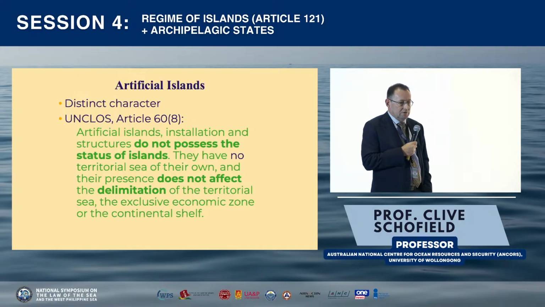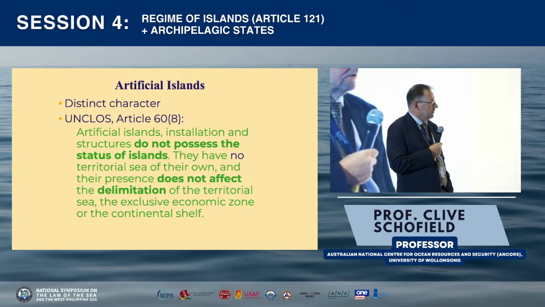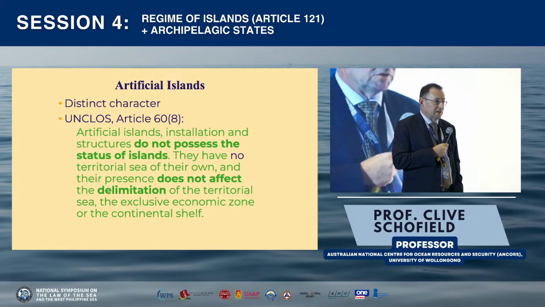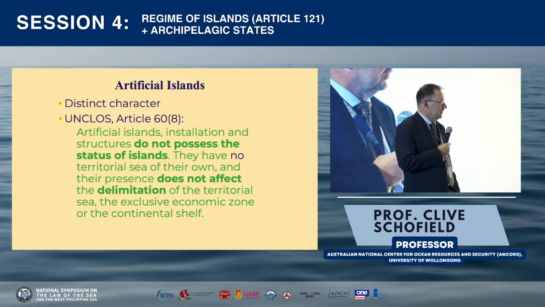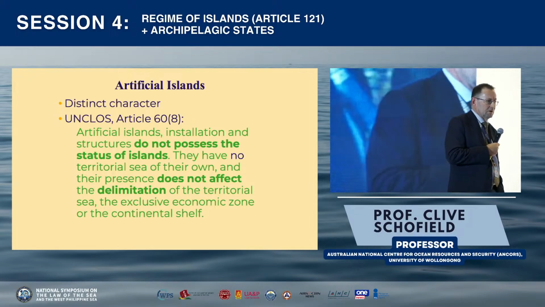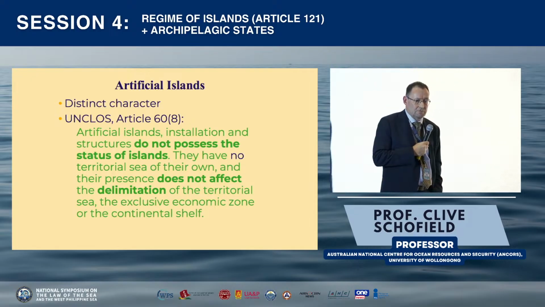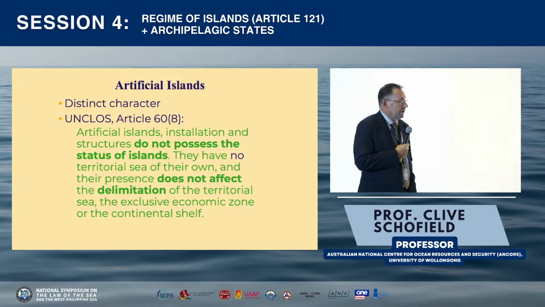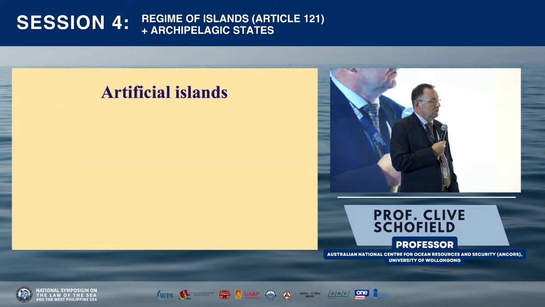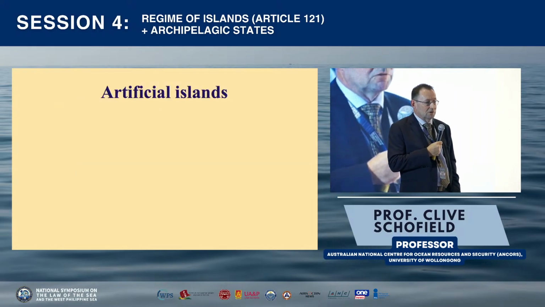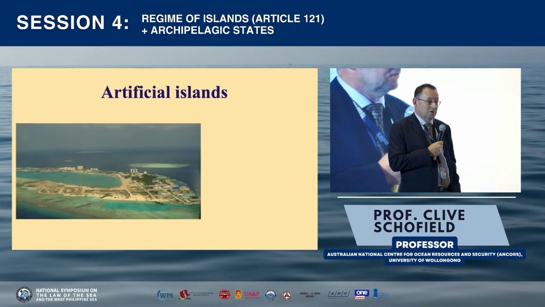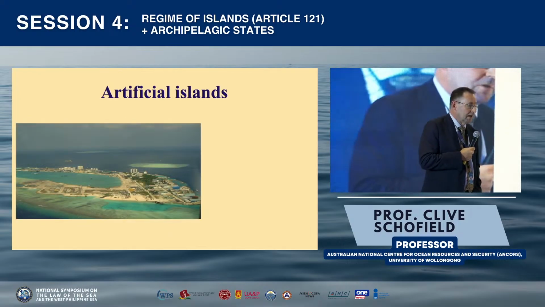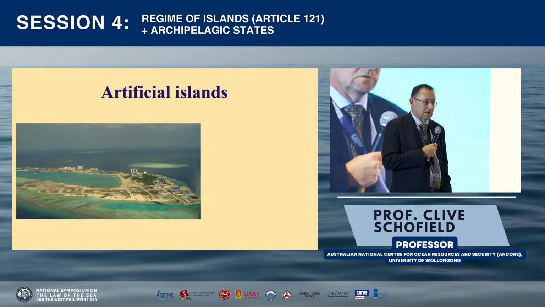Professor Klein mentioned artificial islands in her presentation. They're dealt with under paragraph 8 of Article 60 of the Convention. Explicitly, artificial islands do not possess the same status as islands, do not affect the delimitation of maritime boundaries, and only generate a 500-meter breadth safety zone. You can create your own artificial island, usually in your own maritime zone. So here we're in the Maldives, and you can create an island out of garbage.